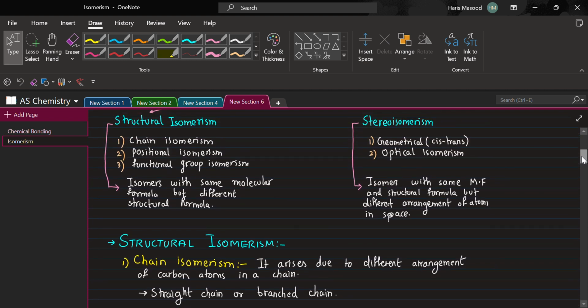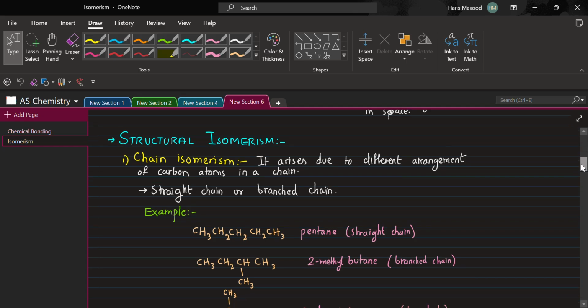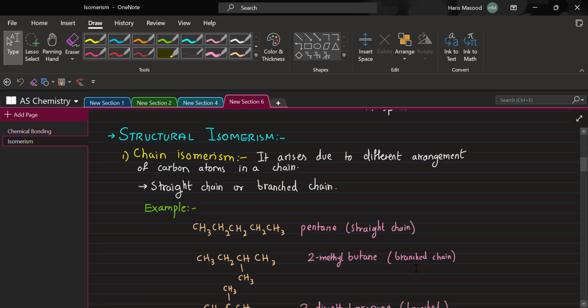First, coming on to the structural isomers, that is the first type: chain isomerism. From the name you can guess it: chain isomerism arises when there is a different arrangement of carbon atoms in the chain. When the chain is different, isomers will be formed. So you can have straight chains, you can have branched chains.